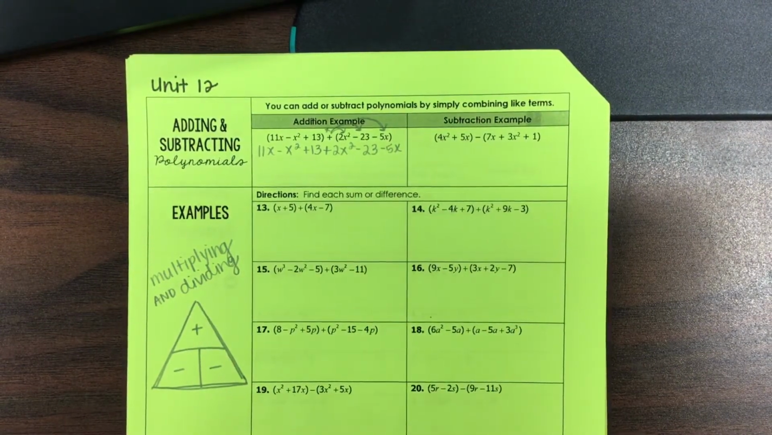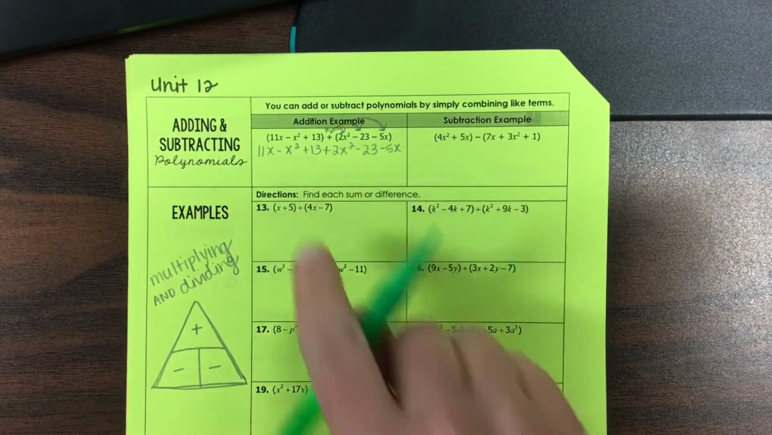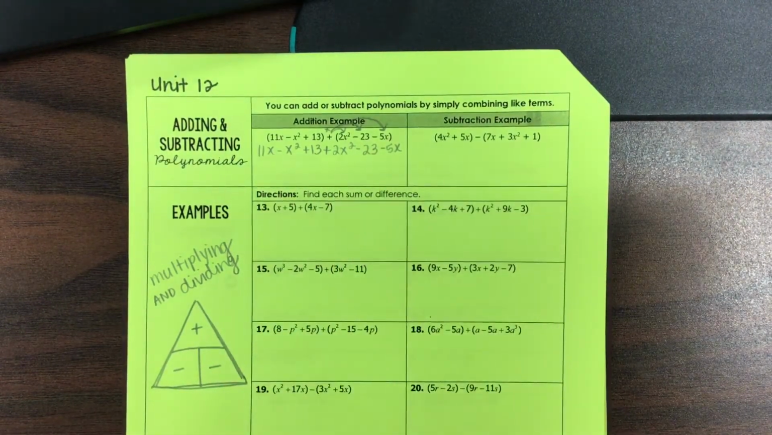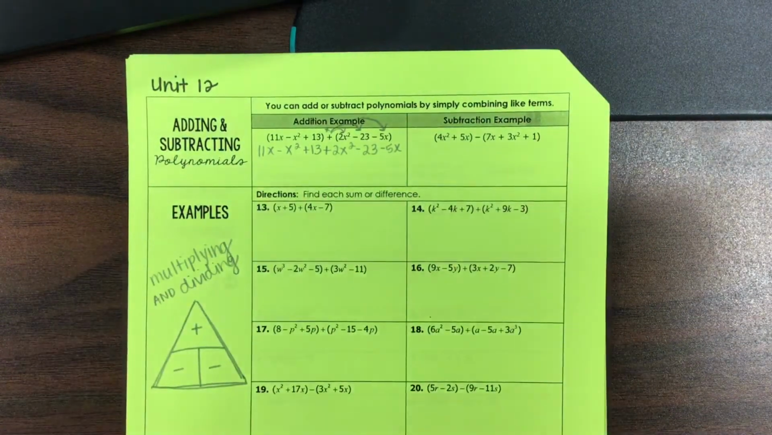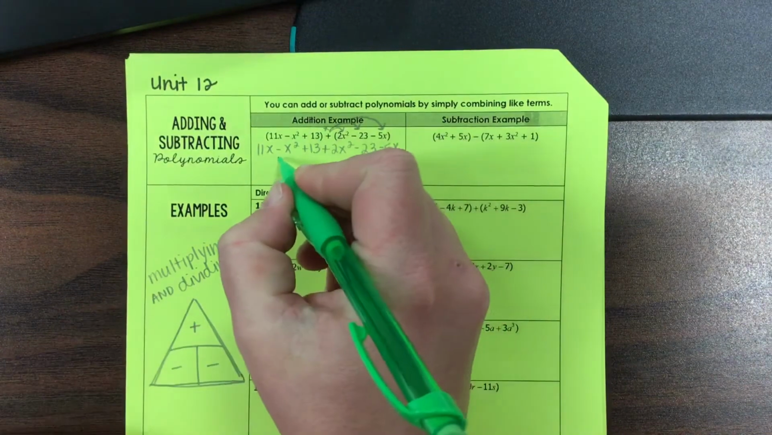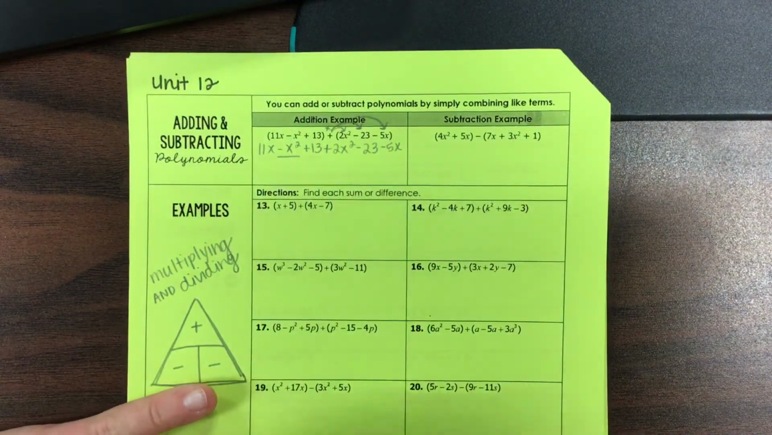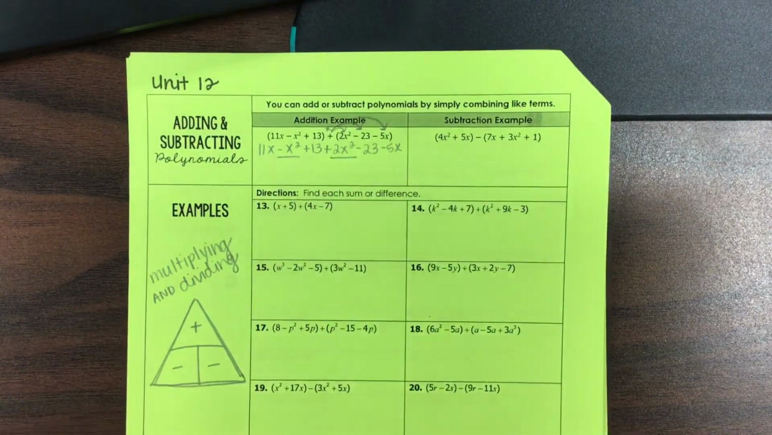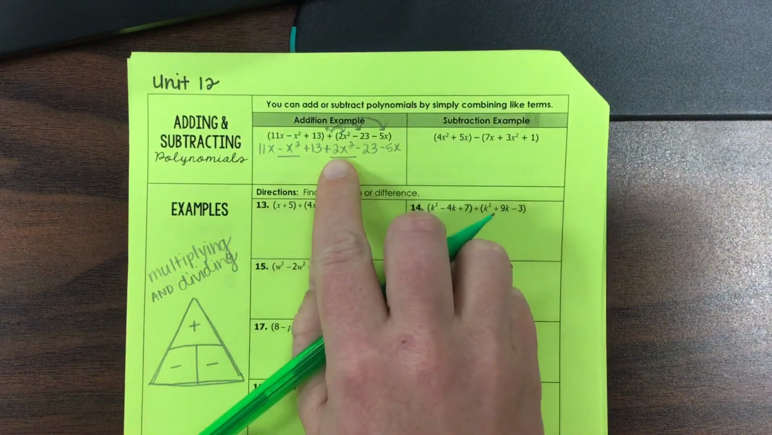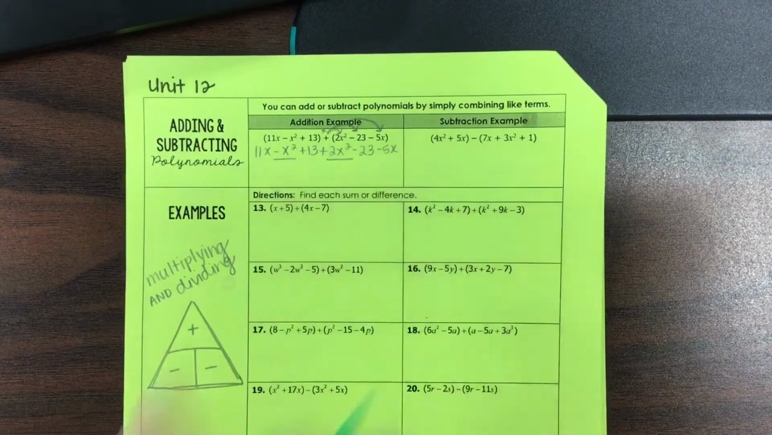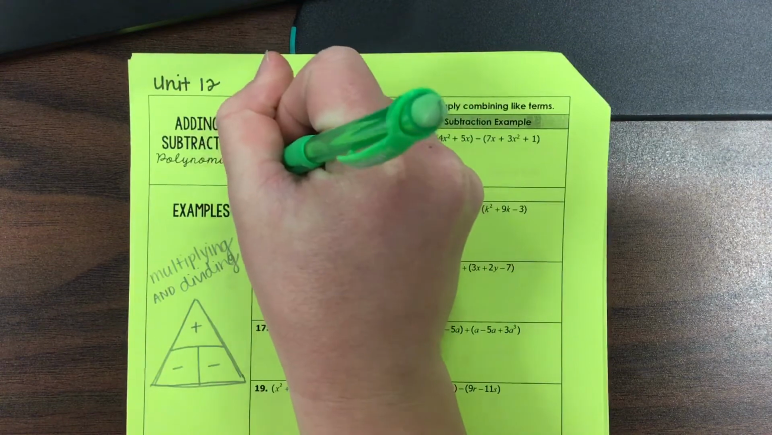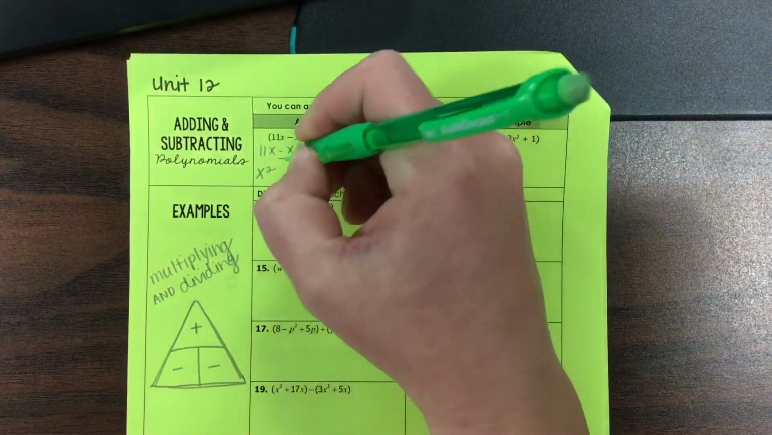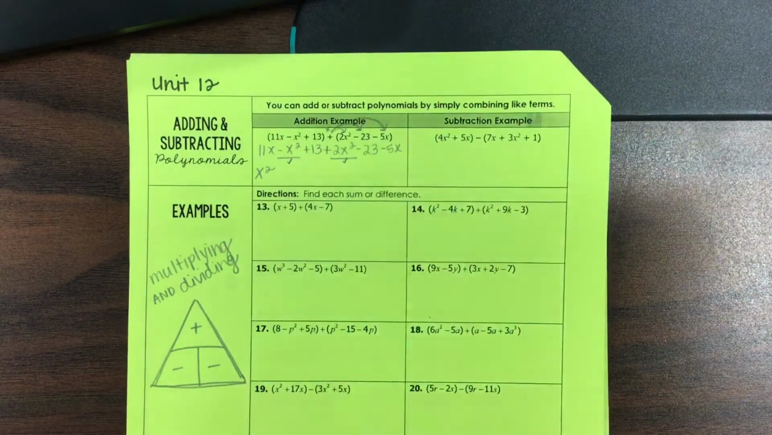I'm going to go with the highest degree first. Everything's the same variable. It's all x's, so I don't have to worry about that. But I've got to focus now and make sure that I'm going with my highest degree. So I'm going to look at this negative x squared and this plus 2x squared. If I was to plug this in my calculator, I would do 2 minus 1, which would give me 1, x squared. So I'll just write x squared. So now this piece is taken care of and this piece is taken care of.